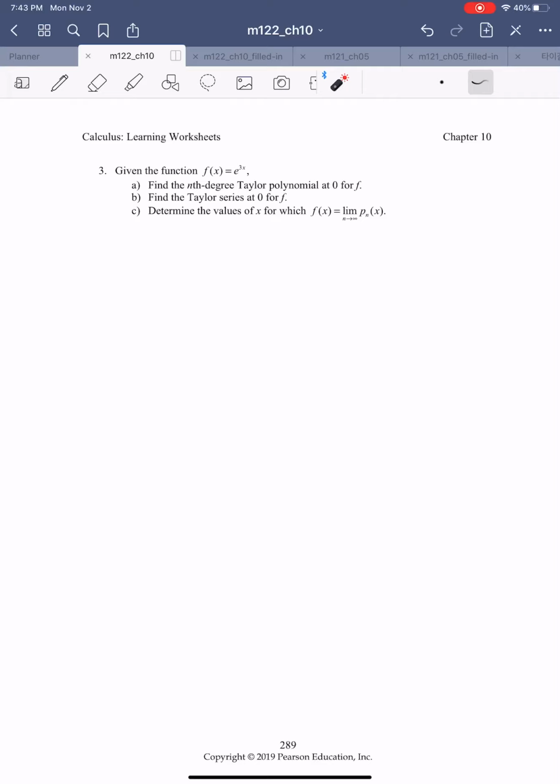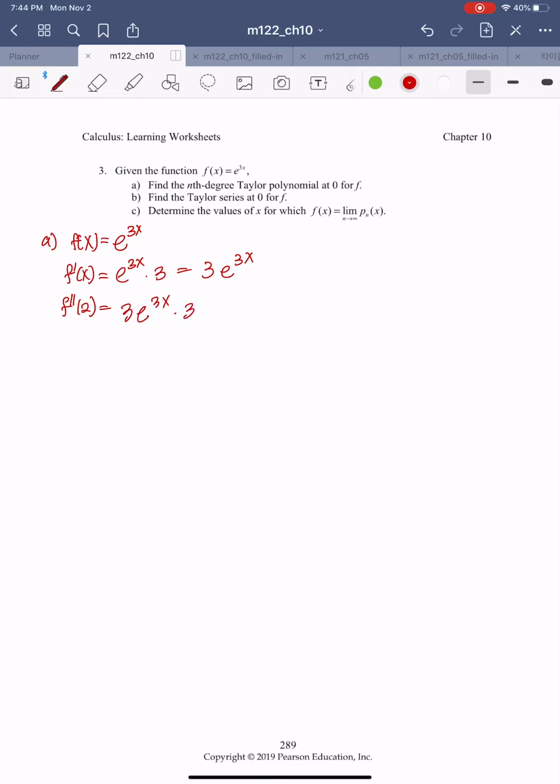Okay, so part A is 10.1, finding the Taylor polynomial. So let's do that. How many times do we have to differentiate? Just the general form, nth degree. So let's start working on it and then see the pattern. Okay, so part A, you have f of x is equal to e to the 3x. First derivative, e to the 3x, the derivative of 3x is 3. So you have 3 times e to the 3x. Second derivative, you take again 3 times e to the 3x, and then the derivative of 3x is 3.